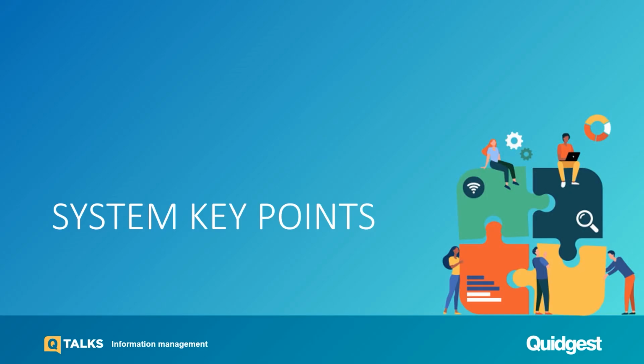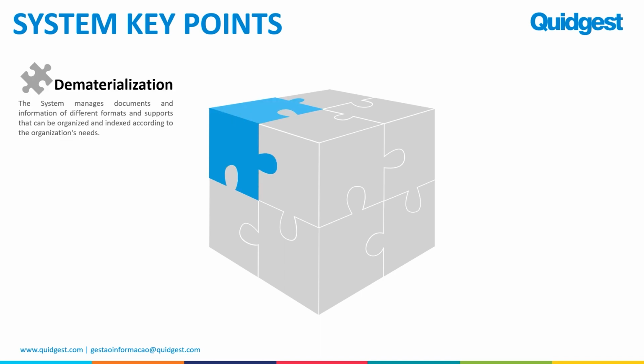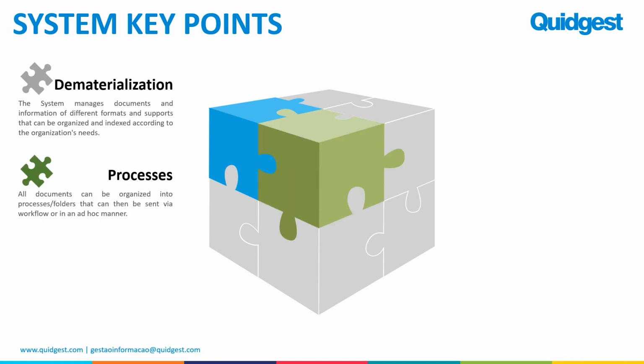Some system key points, so some basic information of how this system operates and what's important when you're looking into an information management software. We identified a couple of points that we think are key. One of them is dematerialization, so ensuring that you're able to manage documents and information in different formats and supports, and that they can be indexed according to your own needs. So ensuring that not only are you turning into a virtual way, but you're also making sure that all the forms or indexes that you need are able to be done.